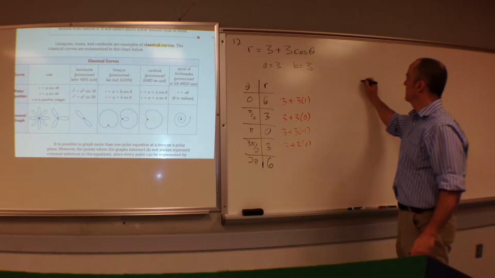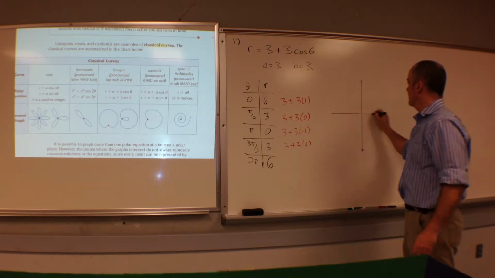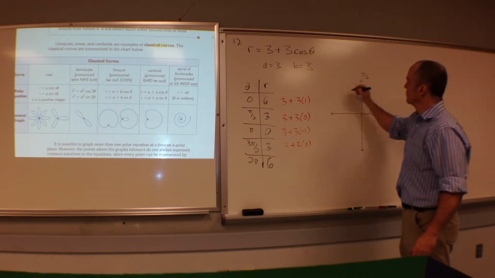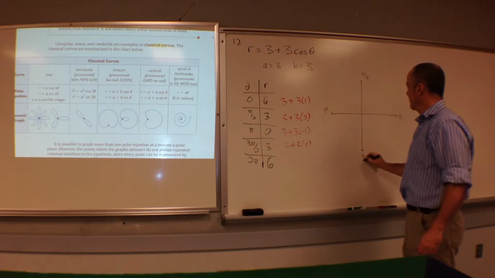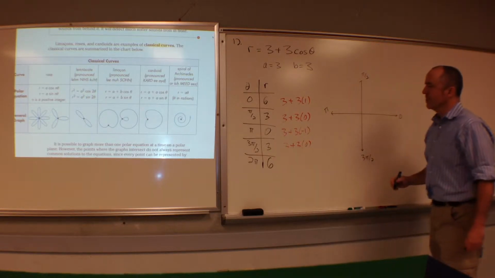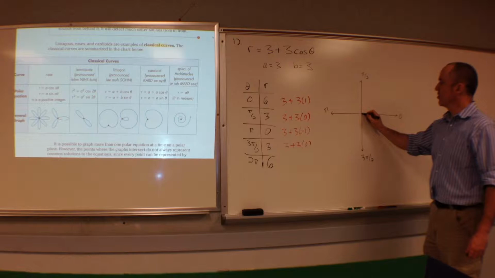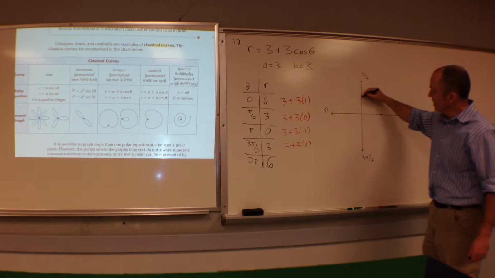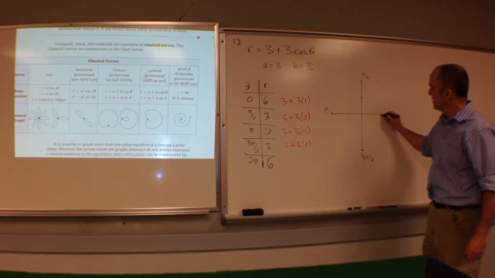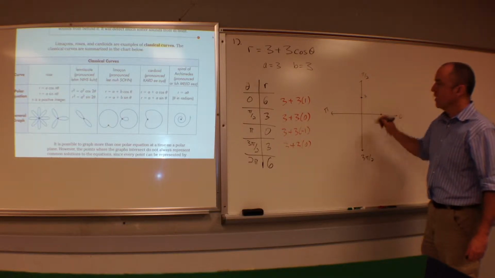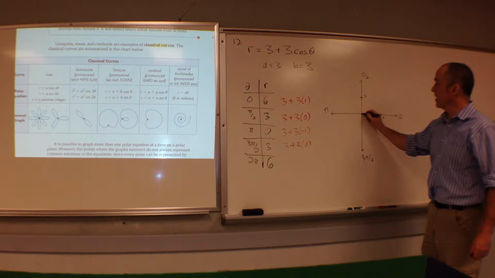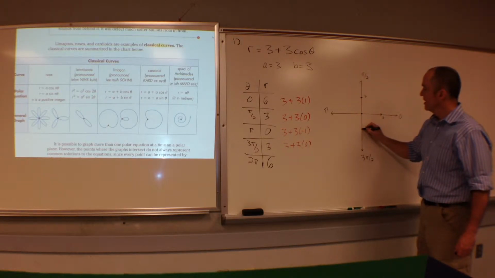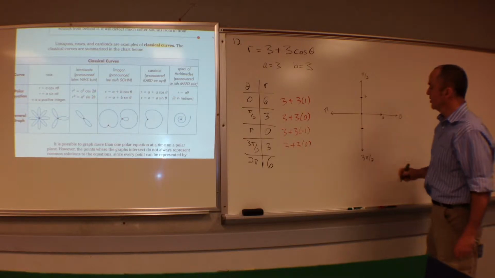All right, so let's graph these points. Let's see what we're looking at. These are my polar axes. So that's 0. That's pi over 2. That's pi. That's 3 pi over 2. So when we're facing 0 degrees, we go positive 6. When we're facing pi over 2, 90 degrees, we go to 3. When we're facing pi, we don't go anywhere, we go 0. At 3 pi over 2, 270, we're also 3 units away from the origin.